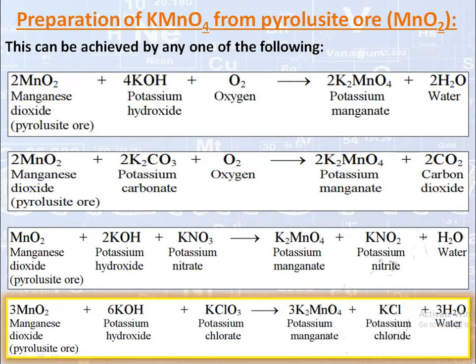And this reaction which is given in the yellow box is given in your textbook, so you can use this reaction which is given in your textbook to convert pyrolusite ore into potassium manganate.